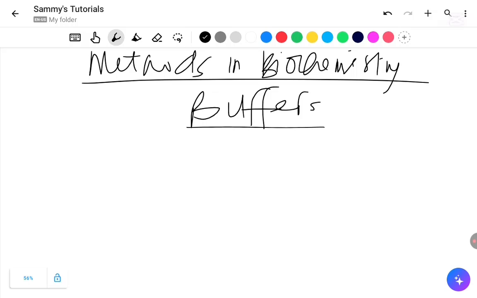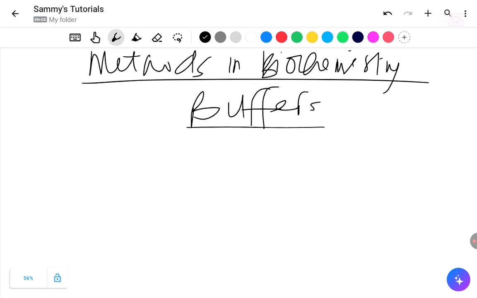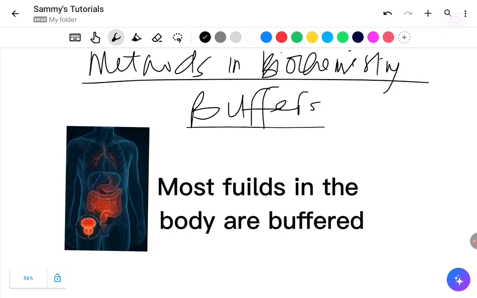First of all, we need to know that buffers are what? Buffers are solutions that resist change in pH upon addition of what? An acid or a base in minimum amount. So you see that buffers are very important. They are the ones that make up the body. The body is made up of buffer solutions.